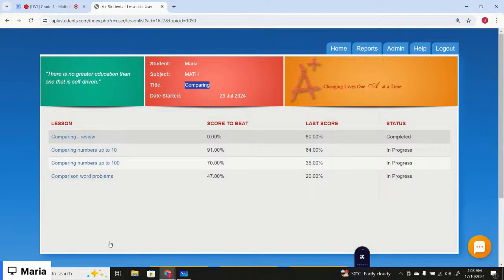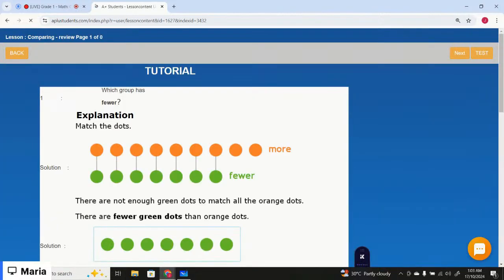Here I am on grade 1 math. The chapter we are on right now is comparing. Let's just start with the first lesson, that is comparing review. Which group has fewer? So you are given two of the groups. You have to see which group has the fewer dots. So how do we see?